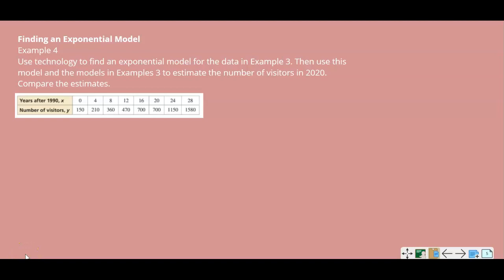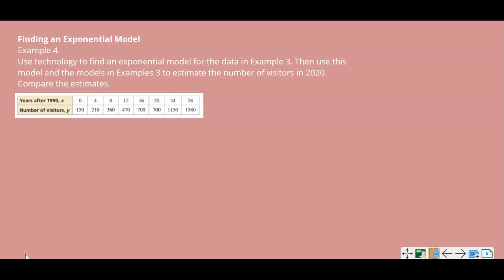All right, we're going to continue with modeling with exponential and logarithmic functions. I'm going to start with example 4, finding an exponential model. Use technology to find an exponential model for the data in example 3. Then use this model and the models in example 3 to estimate the number of visitors in 2020.